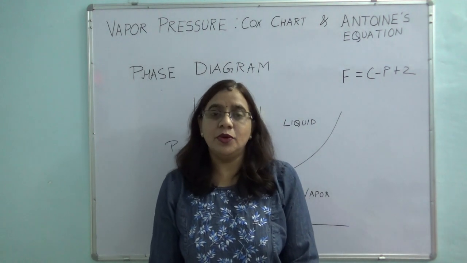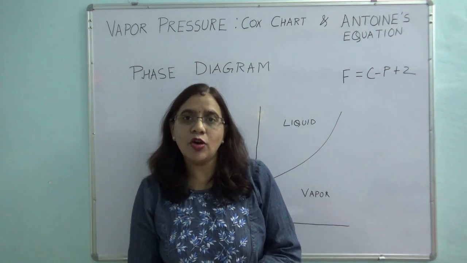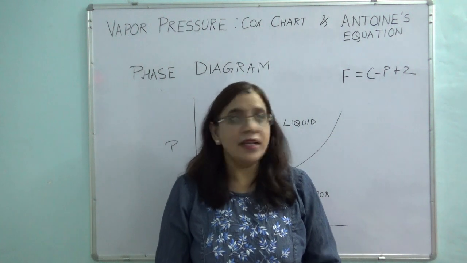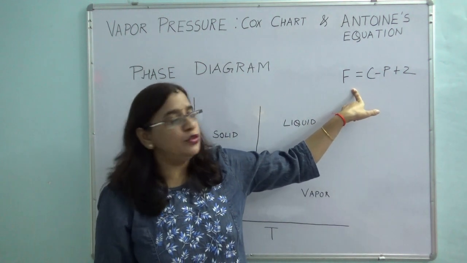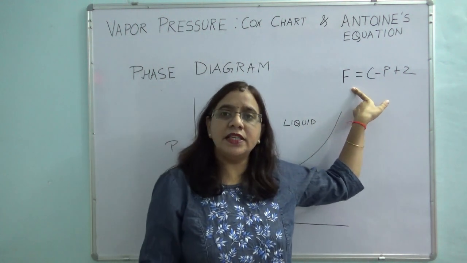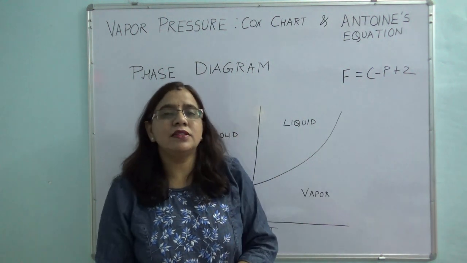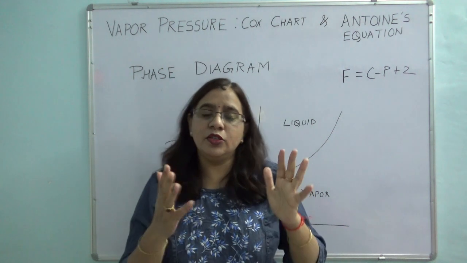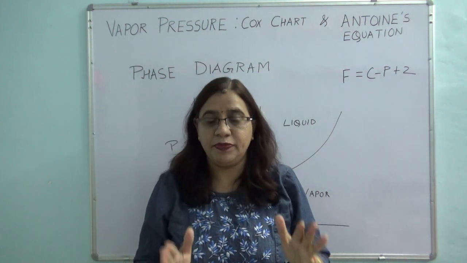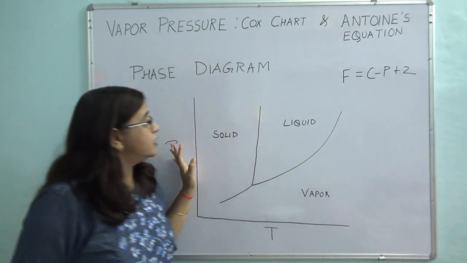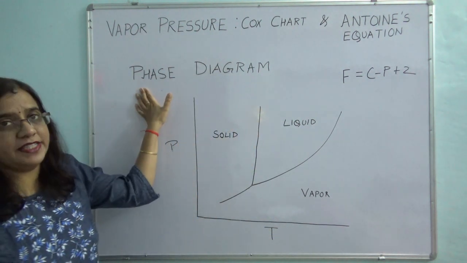In the last video, we had seen that if you have a single component system in which two phases coexist, then given by Gibbs' phase rule, you have degree of freedom that is equal to 1. That means if you specify only one intensive variable, then you completely define the system. Okay, so let's understand this concept better by using a phase diagram.